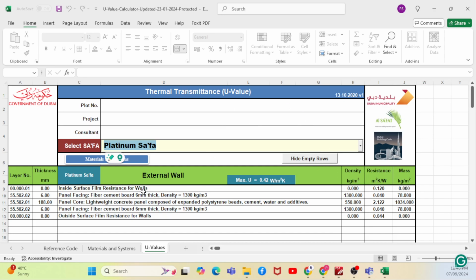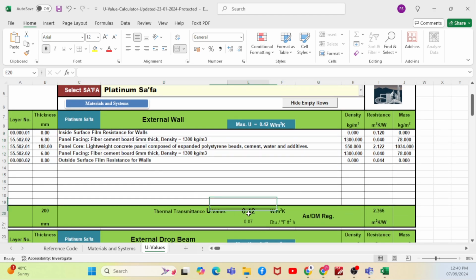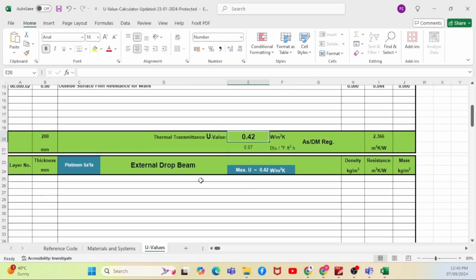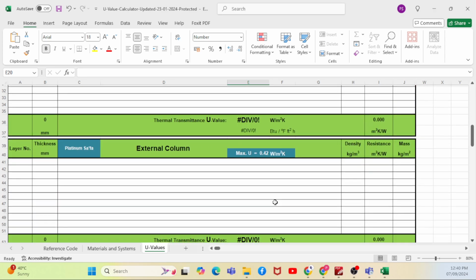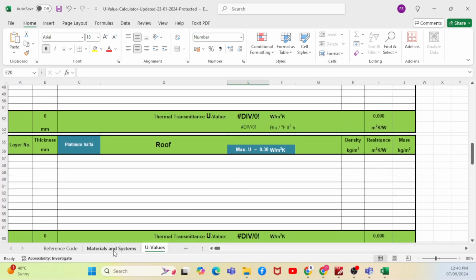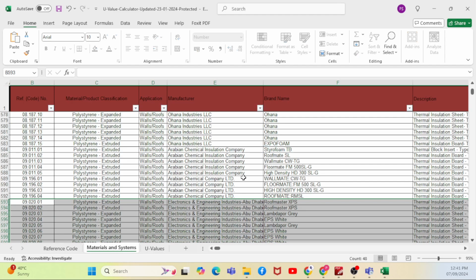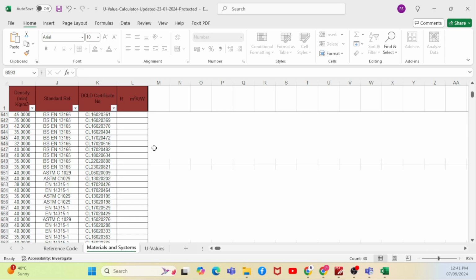Whenever you select the material, you should not go beyond this value. You can see the U value should be 0.42. If it goes more than that, the municipality will reject it. If you talk about the external drop beam, it should be 0.42, column 0.42, roof 0.3. So they have given the values here. Then if you go to materials, different materials from different manufacturers also provide the resistance value, the R value here.